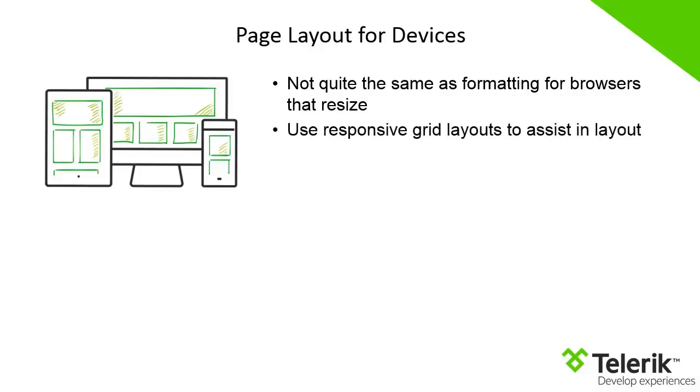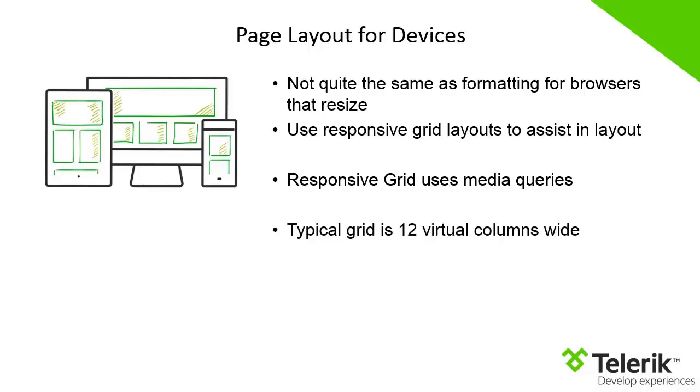We want to use responsive grid layouts to assist in laying out our content. This will help us to place things on screen so that they feel uniform across all devices. The responsive grid frameworks use media queries, a new feature in CSS that allows us to specify CSS rules for specific size browsers. The typical responsive grid is actually 12 virtual columns wide. This allows us to abstract away the media query capabilities and focus on just where we want to put things on screen.